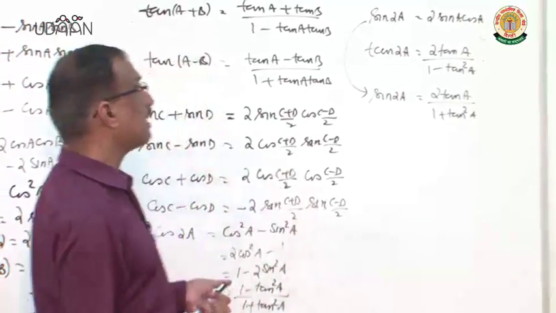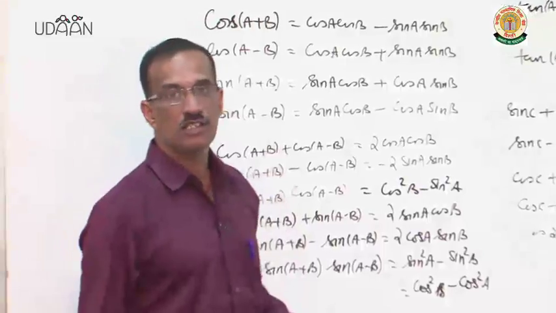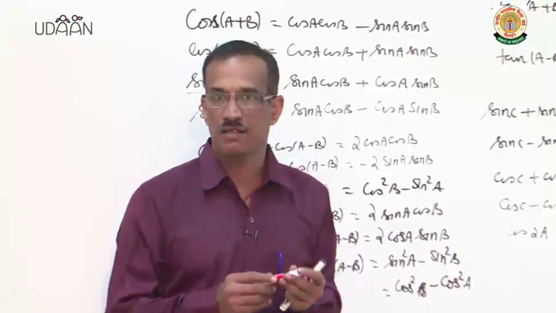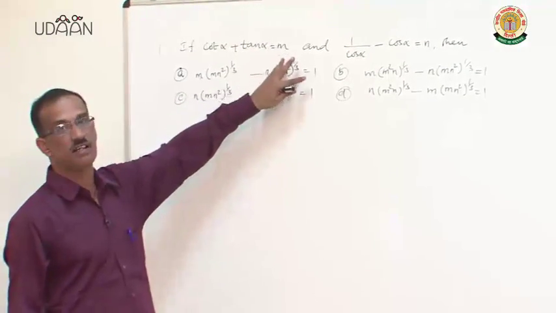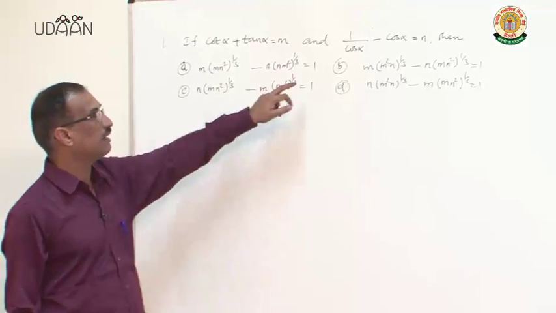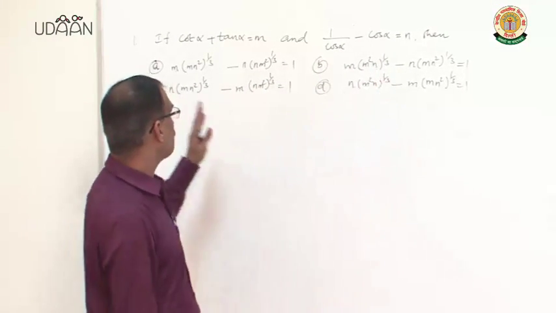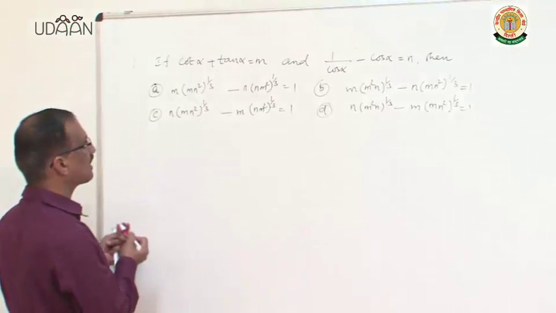Now, let us apply these formulas which you have learnt in questions, and let us find out what the applications are. The first question says that cot alpha plus tan alpha equal to m and 1 by cos alpha minus cos alpha equal to n, then what relations from these options will we be getting? So, what is given to us?